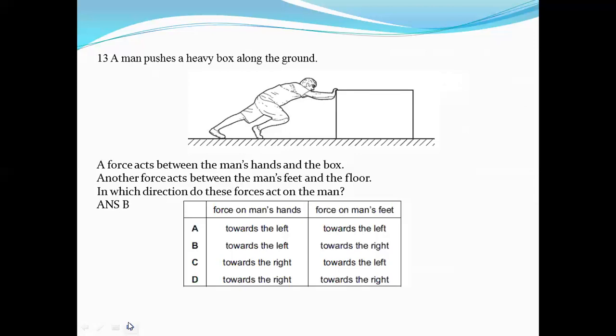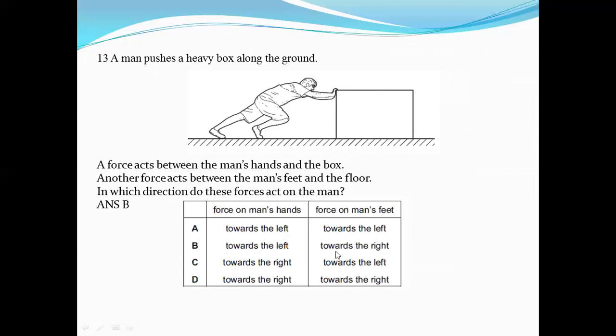Correct option is B. The force on the man's hand is the force exerted by the box on the hand. So it will be towards left, because the person is applying the force on the box by the hand in the forward direction, towards right. According to Newton's third law of motion, every action has an equal and opposite reaction. Action is the force exerted by the hand on the box towards right. Reaction is the force exerted on the man's hand by the box towards left.